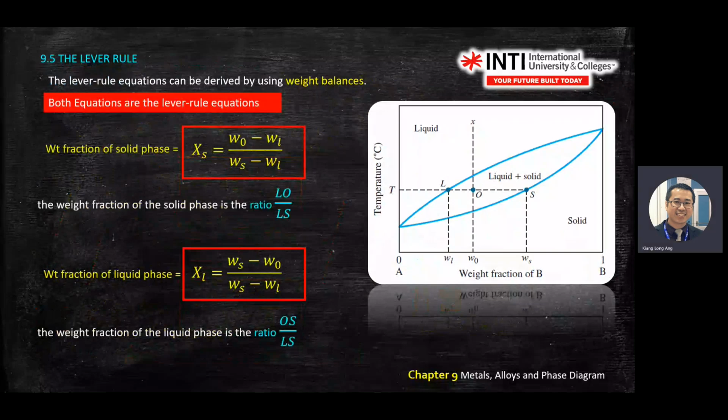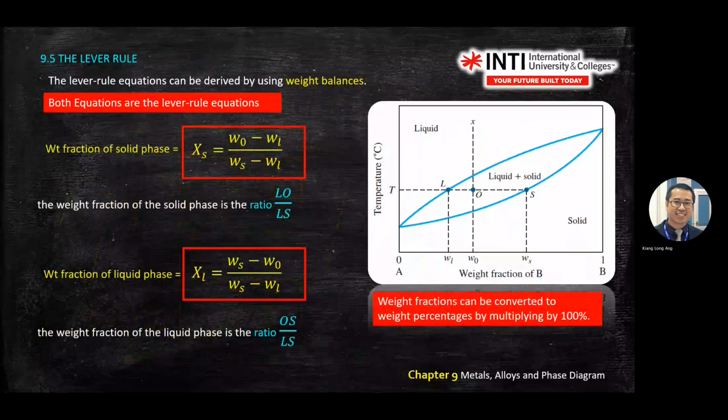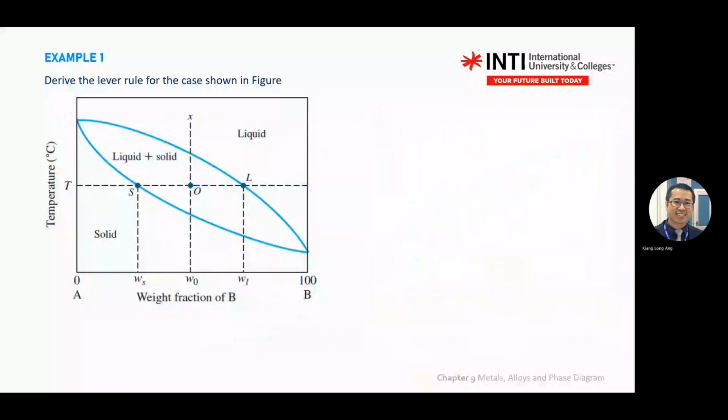This is just a simplification of what I explained just now. For 8% weight fraction, you just multiply by 100. This one is the ratio, you get 0 point something. You times 100, you get back the percentage. Okay, let's do this exercise. Derive the lever rule for this case.